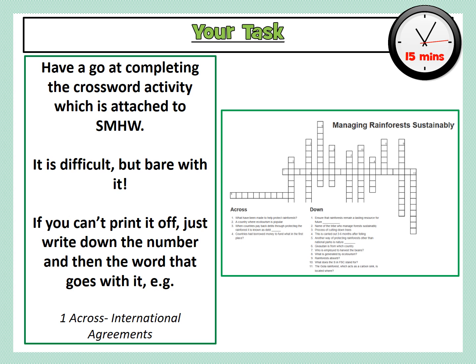If you can't print it off, it doesn't matter. You can just write down one across and then the word that goes with it. So I've given you a clue already that one across is international agreements. That might help you fill in some of the other answers. So pause this video, have a go at the crossword, and then there's one short activity to do at the end.